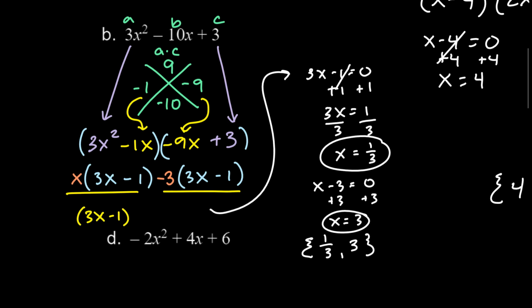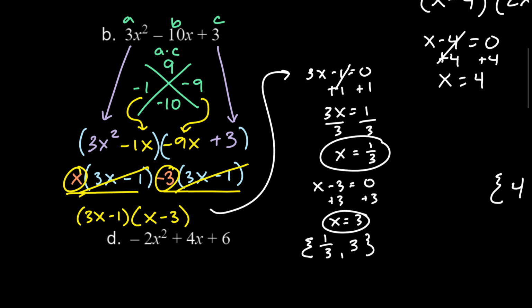So if I'm pulling 3x minus 1 out from this first grouping, what am I left with? If I cross that out, what am I left with? An x. If I'm pulling 3x minus 1 out, what am I left with? That's where those came from.